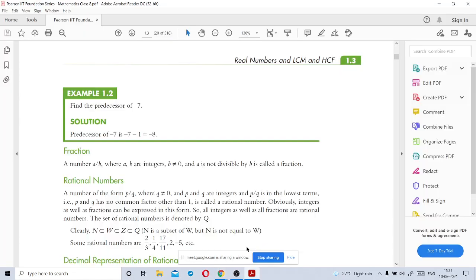Next point. Yes, sir. What is the next point? Can you read this next point? My dear Bibina, read the next point on the screen. Okay, sir. So that fraction. A number a by b where a and b are integers, b not equal to 0 and a is not divisible by b is called a fraction.